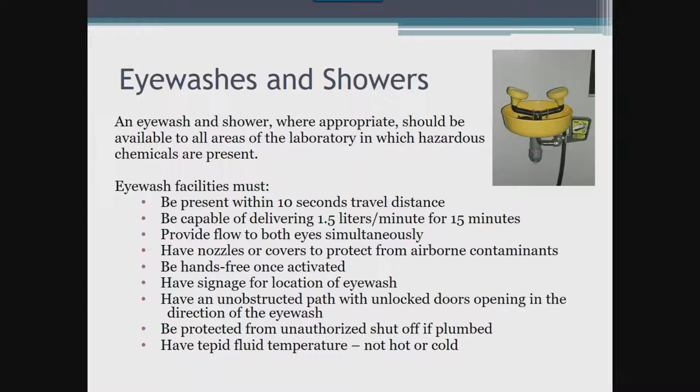Eyewash locations must be identified with clear signage. There must be an unobstructed path to the eyewash for staff. So this means that there must be no locked doors in the path, and they must open in the direction of the eyewash. So staff should not need to pull on a door to get to the eyewash that is assigned to them for events that might occur. Plumbed systems must be protected from unauthorized shutoff so that they're available when they're needed. And the water temperature must be tepid. It can't be really hot or really cold.